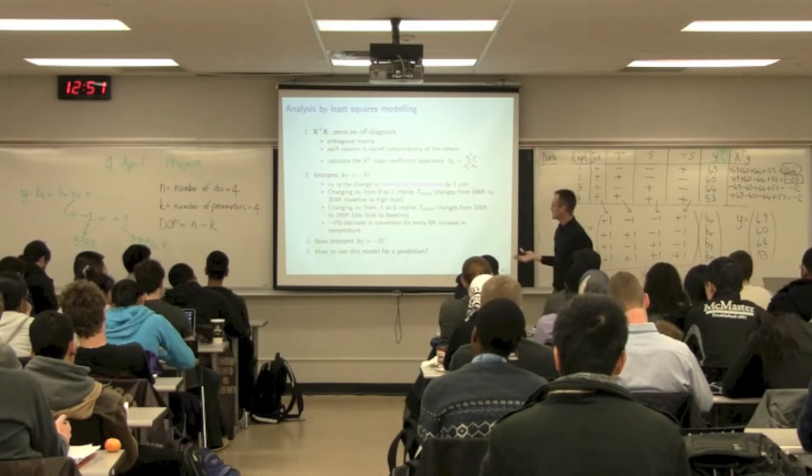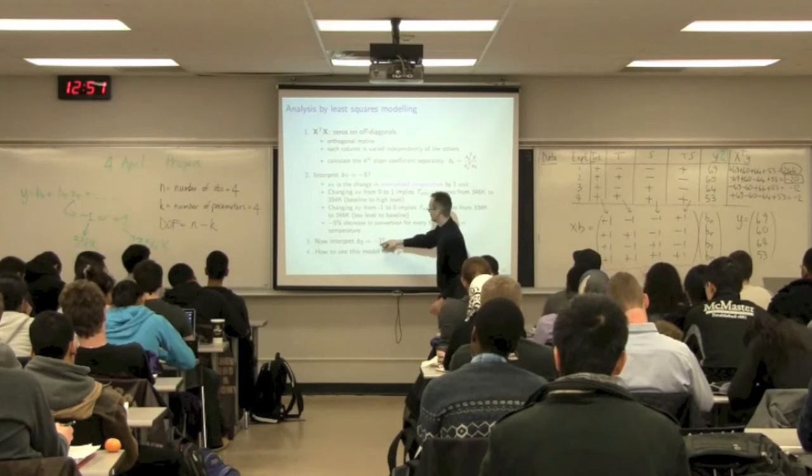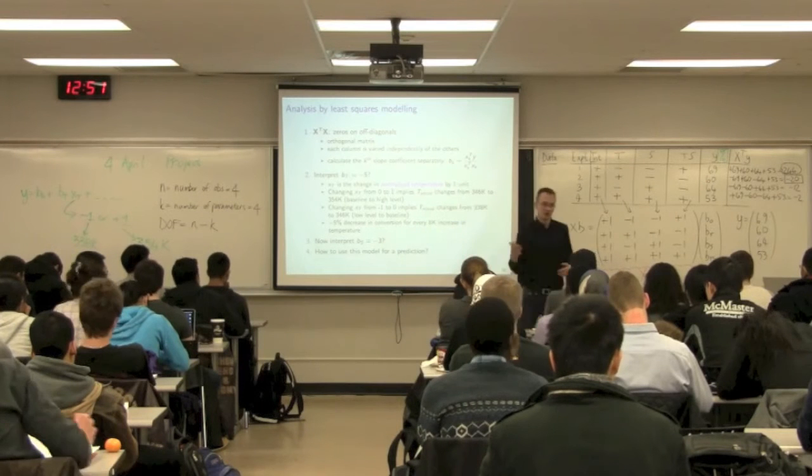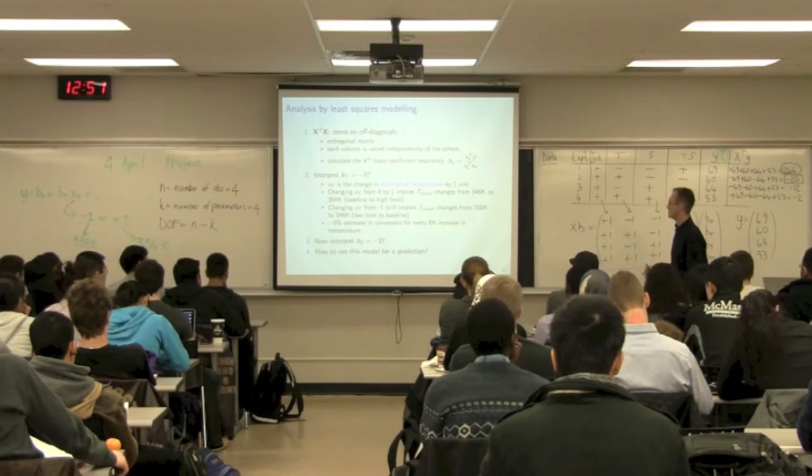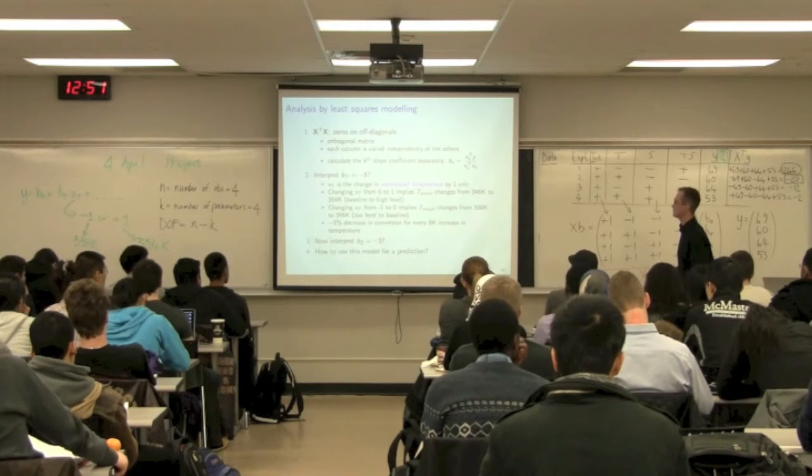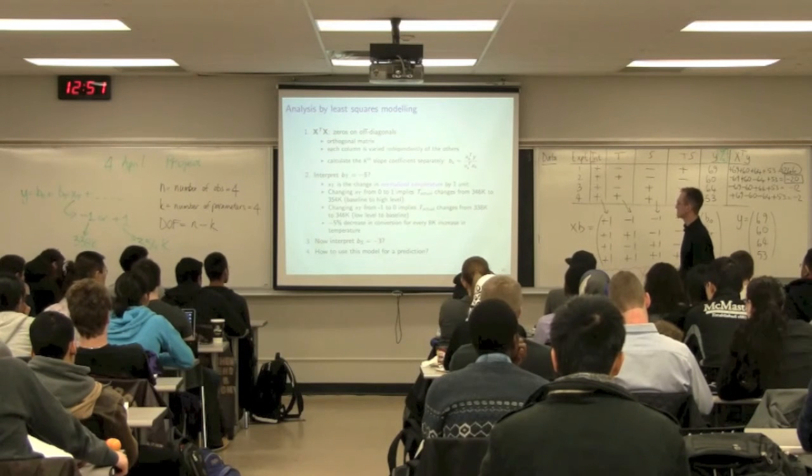So the substrate concentration had a slope coefficient of minus 3. Substrate was measured in grams per liter. You can go home and logically extend that interpretation to the BS coefficient.